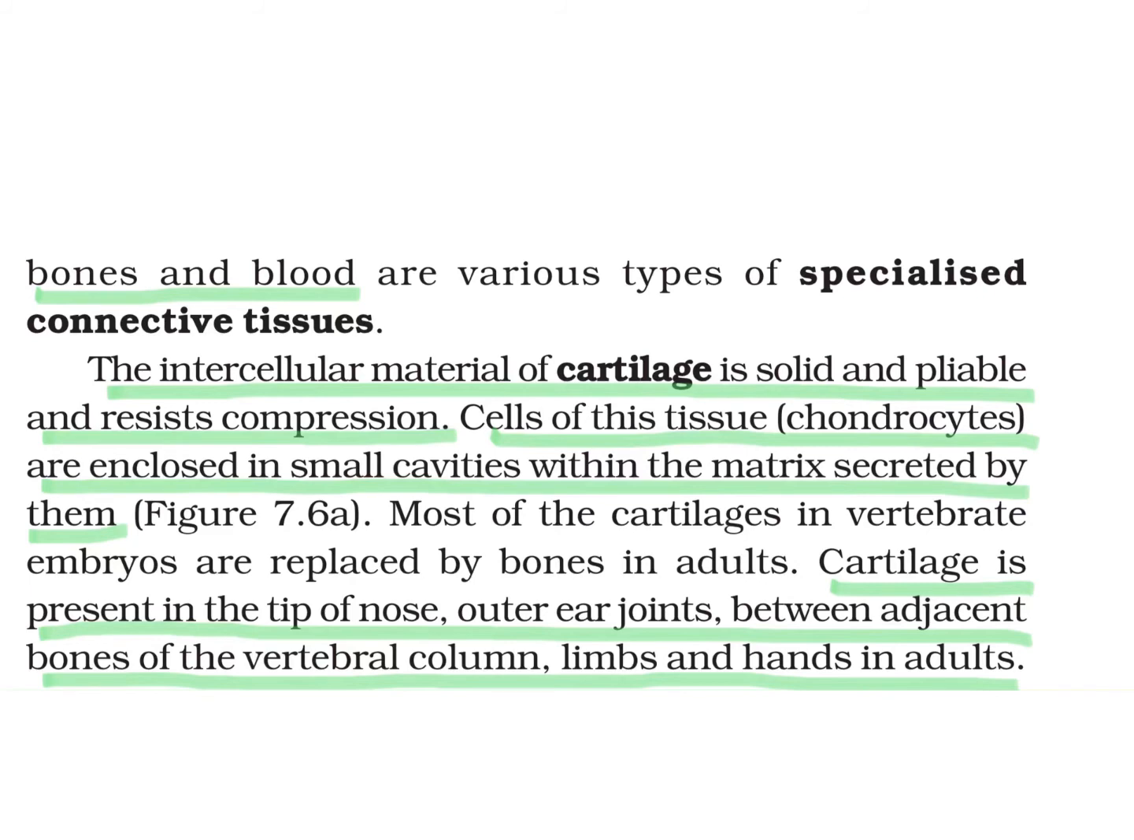Here the cells of this tissue, which are known as chondrocytes, are enclosed in small cavities within the matrix which is secreted by them, and this cavity is known as lacunae. Most of the cartilage in vertebrate embryos is replaced by bones in the adults. Cartilage is present in the tip of the nose, the outer ear, joints, and between adjacent bones of the vertebral column, as well as limbs, and in hands in adults. So these are some of the locations of cartilage. The structure we are going to describe later on.